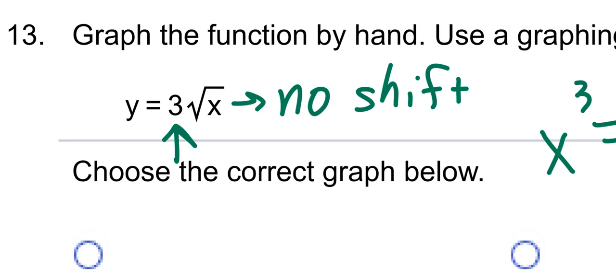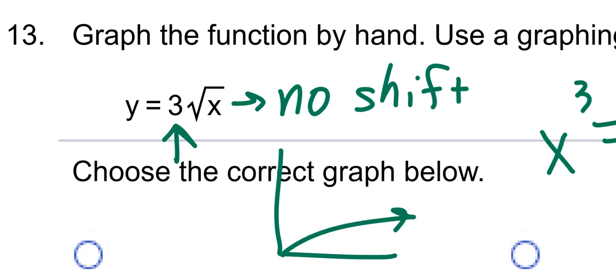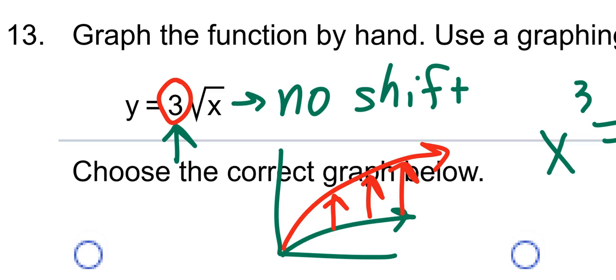That number happens to be a positive number, and it happens to be larger than 1. So what is it doing to the graph? If this is a good old square root function, what is this 3 doing to the graph? Is it vertically stretching or vertically shrinking the graph? It is vertically stretching the graph. In other words, it's taking these points and pushing them away from the x-axis.